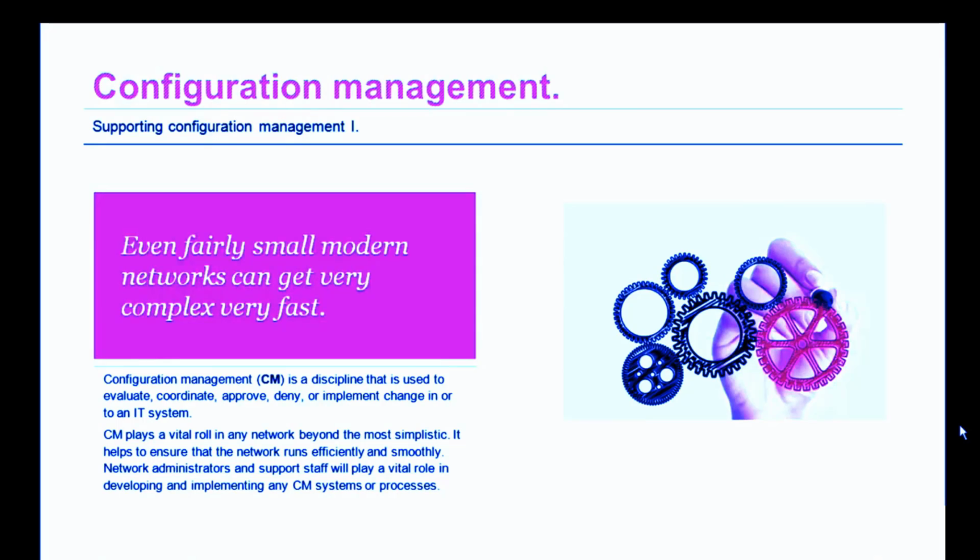Because even fairly small modern networks can get very complex very fast. Configuration management, or CM, is a discipline that is used to evaluate, coordinate, approve, deny, or implement change in or to an IT system. Configuration management plays a vital role in any network beyond the most simplistic of small office, home office networks. It helps to ensure that the network runs efficiently and smoothly. Network administrators and support staff will play a vital role in developing and implementing any CM system or process.